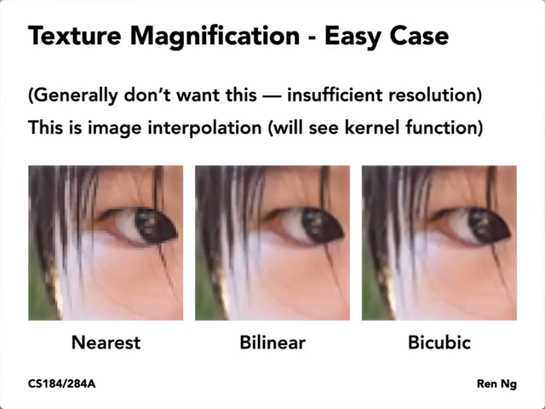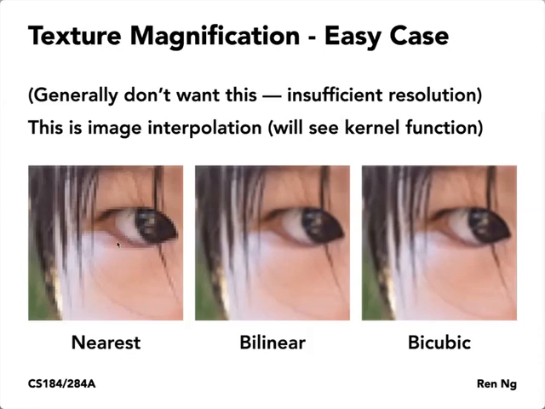The best you can, which is image interpolation. And you'll see the kernel function here. The kernel is the reproducing function that goes from the sampled discrete texture image pixels and interpolates them up, so it produces a continuous function.